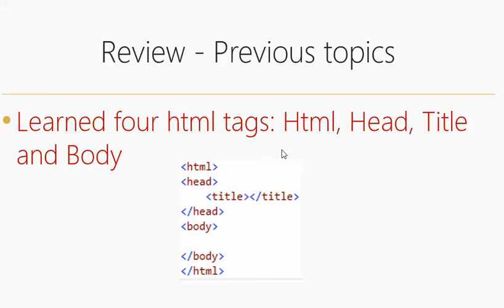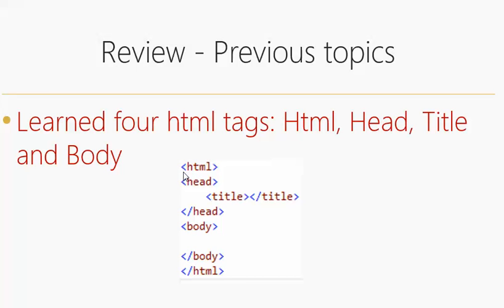To recap, if you did not see my previous video about how to write basic HTML, you could pause this video and go back and take a look. It's in my channel. It's about HTML. Just to recap, HTML on its very basic level contains 4 tags: HTML, head, title, and body.